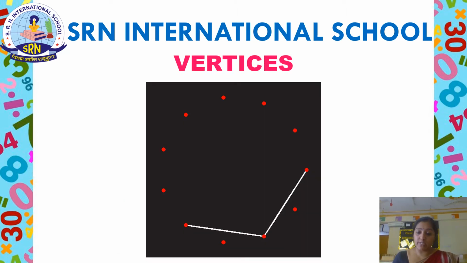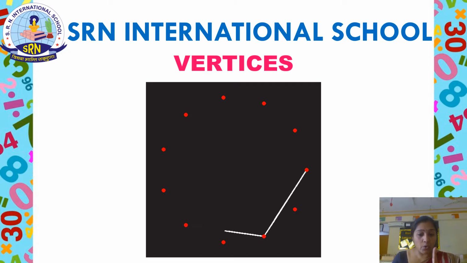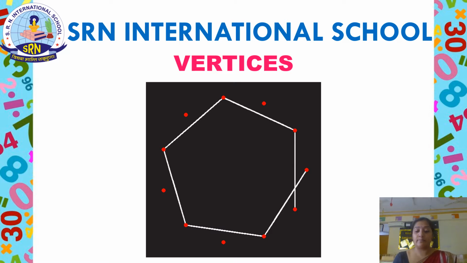Next, we come on to vertices. Can you see the figure? The red dots are the vertices for this polygon. And the two sides which are joining at one red dot or one vertex are known as the adjacent sides.